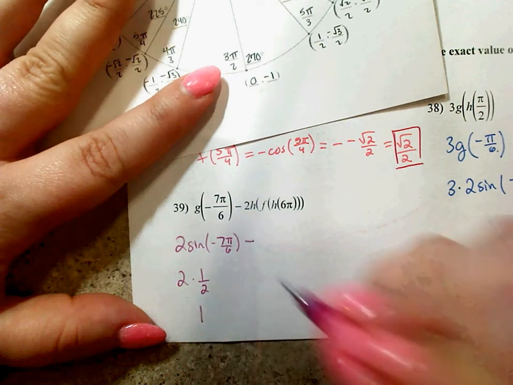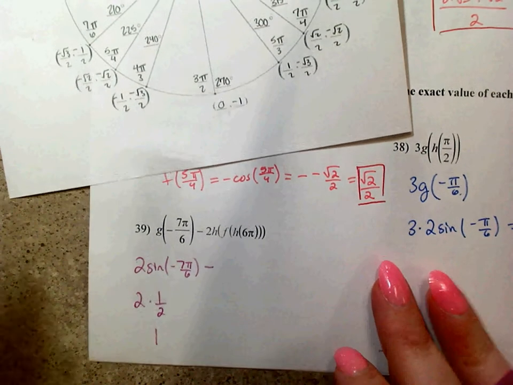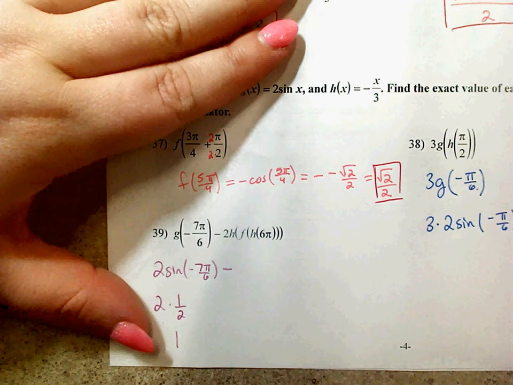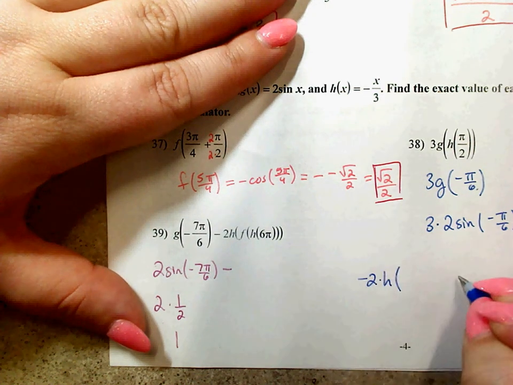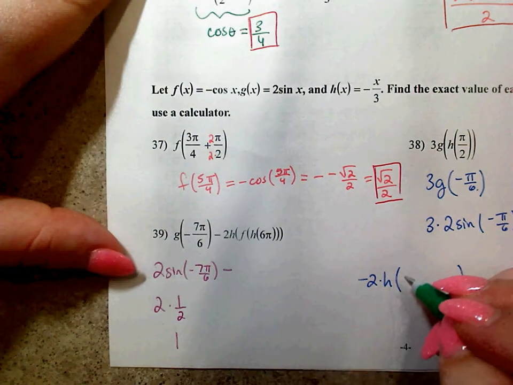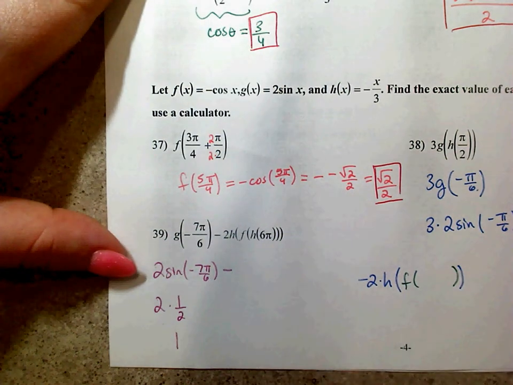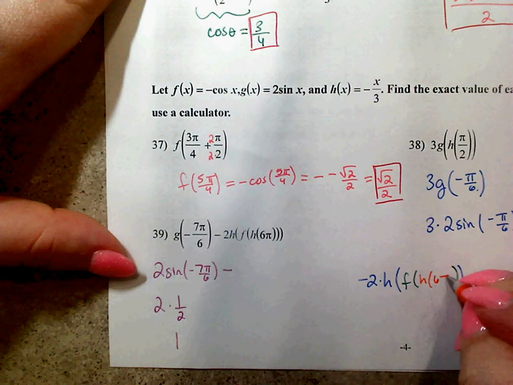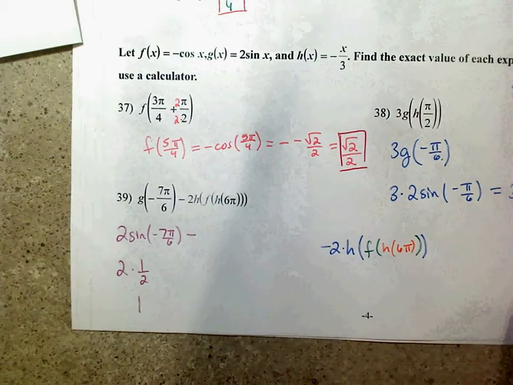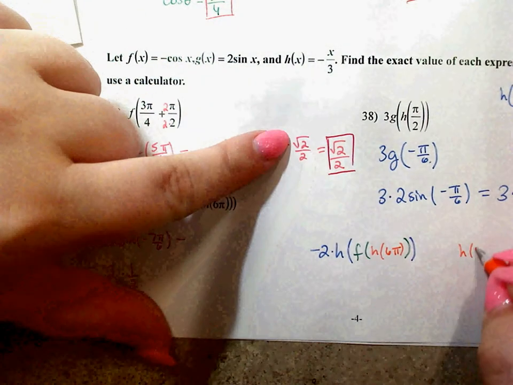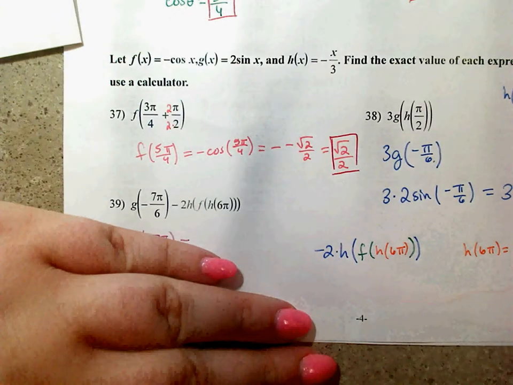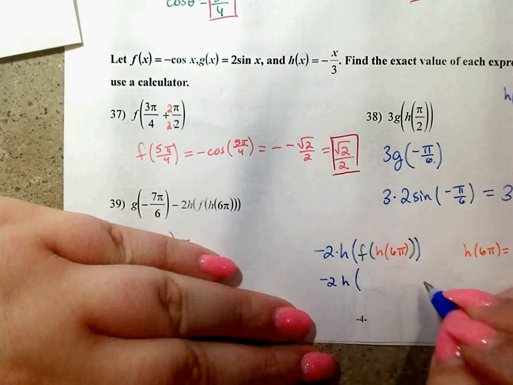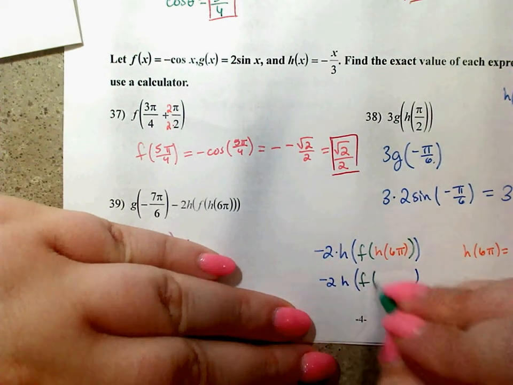Okay, so this is going to get funky. I'm going to do some colors over here. Negative 2 times h of f of h of 6 pi. So first let me figure out what h of 6 pi is. So h of 6 pi is negative 6 pi over 3, which means negative 2 pi. Okay? So this is negative 2 times h of f of negative 2 pi.